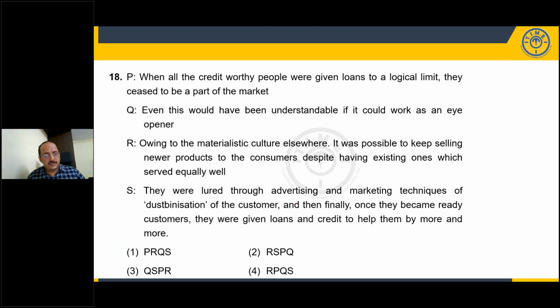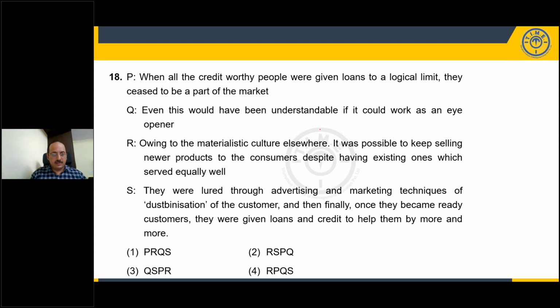When all the creditworthy people were given loans to a logical limit, they ceased to be a part of the market. So when people who were worthy of getting credit were given loans to a certain limit, they were no longer a part of the market. Even this would have been understandable if it could work as an eye-opener. Owing to the materialistic culture elsewhere, it was possible to keep selling new products to the consumers despite having existing ones which served equally well. Okay, they were lured through advertising and marketing techniques, and once they became customers, they were given loans. Okay, this is like a kind of story then.